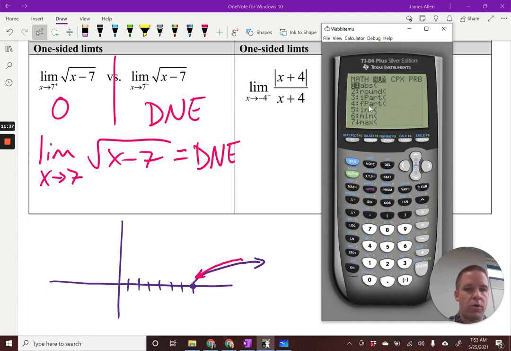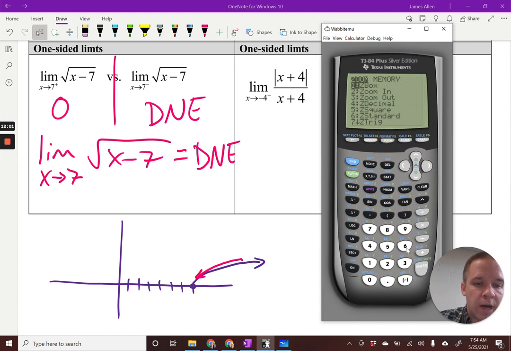Now my calculator is a little more old school on here, so it says abs, but if you've got some of the newer ones, it's actually going to show the absolute value bars. Pretty cool, because they put some basic, nice looking functionality into a calculator. Good job, TI. Not the rapper, Texas Instruments. Ooh, voice crack. Okay, so I've got absolute value of x plus 4 divided by x plus 4.